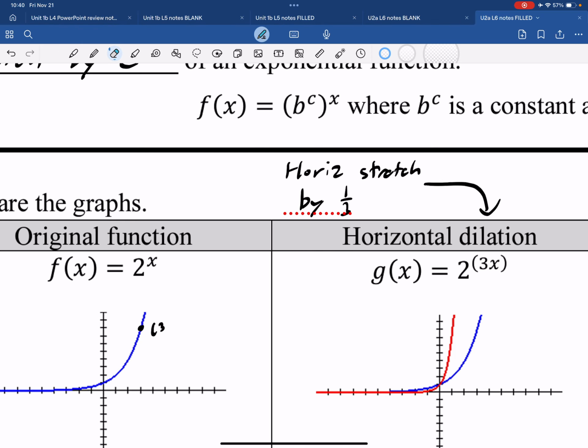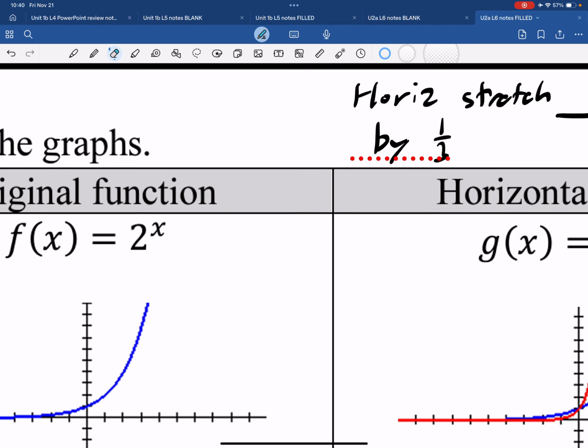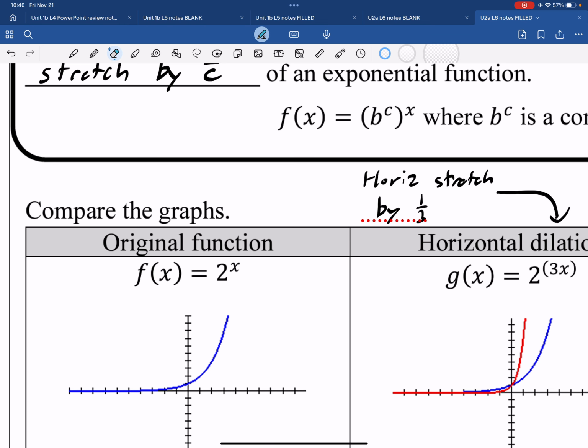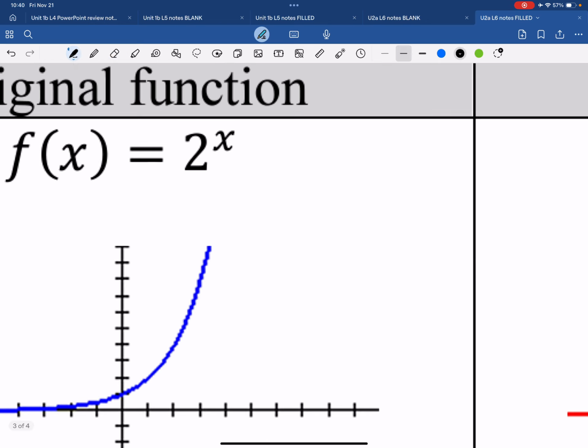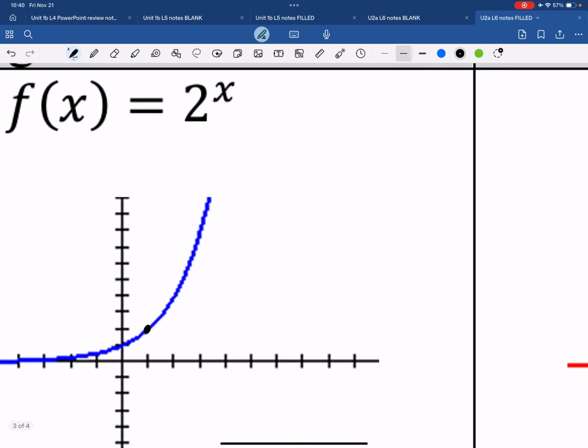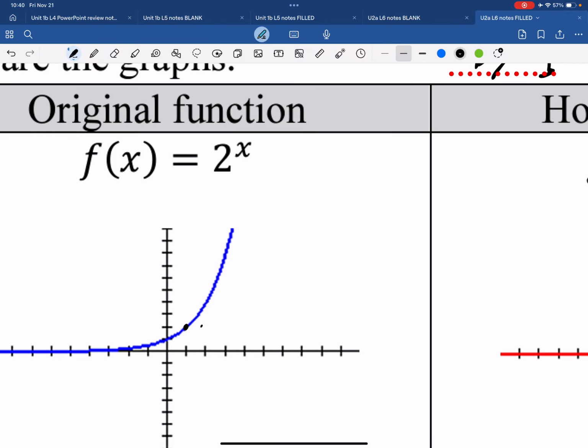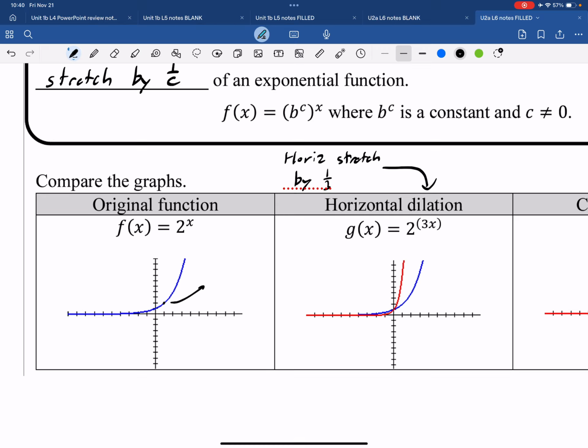Maybe it's not a good example, but it's okay. I'm trying to think if we can find a better example. Maybe let's just do the point. This point is 1, 2. Now what I'm arguing is if we do a horizontal stretch by 1 over 3, the point should be 1 over 3, 2, right?